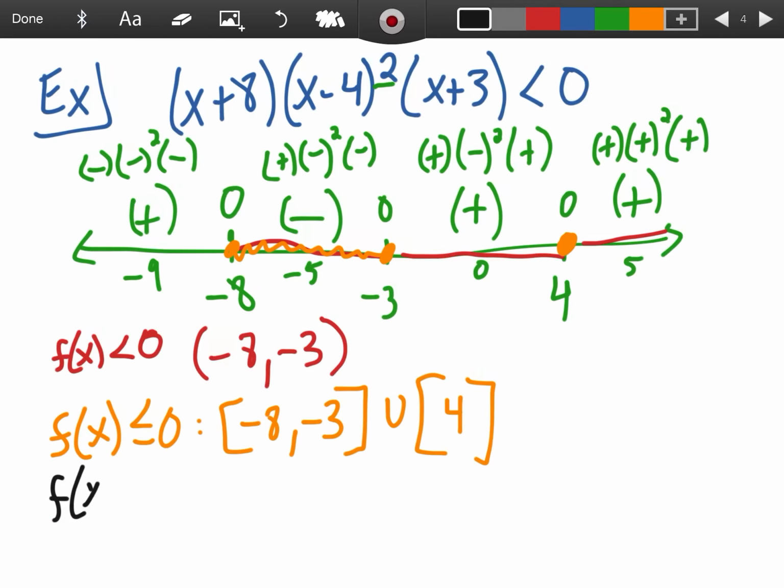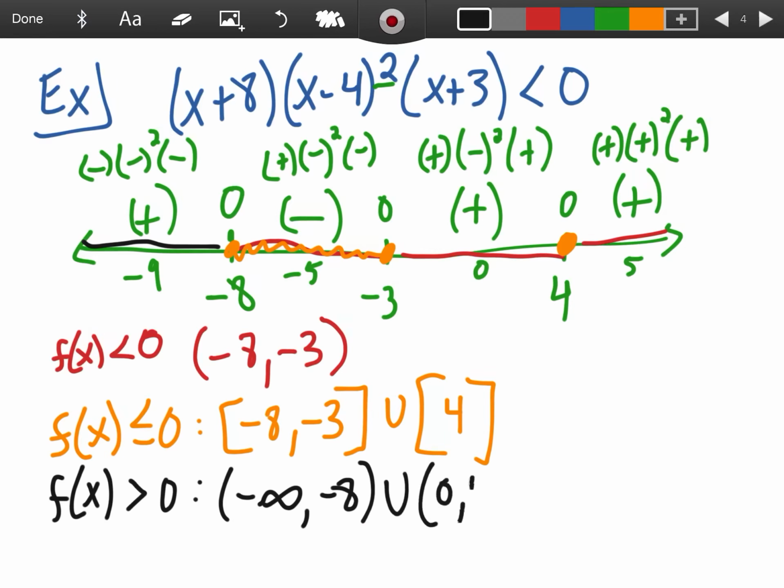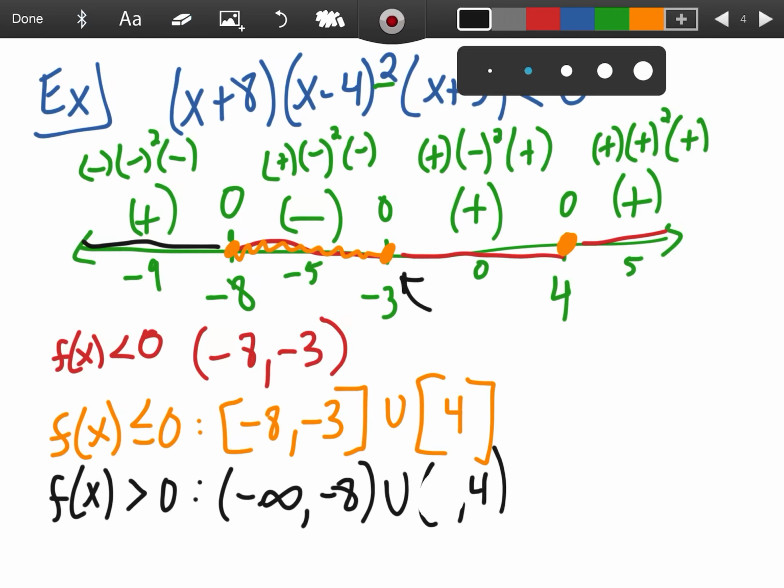Let's do another one. Let's say, what if instead of asking me when is it less than 0, it said when is it greater than 0? Well, that happens on this interval here. So from -infinity all the way up to -8. We won't include -8 because it's equal to 0. Then from 0 to 4, I can't include either of those. I cannot include either of those because it's equal to 0 at, sorry, I messed up. This should be a -3 right here, okay, not a 0.